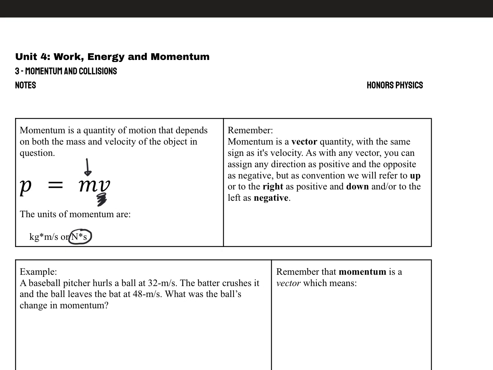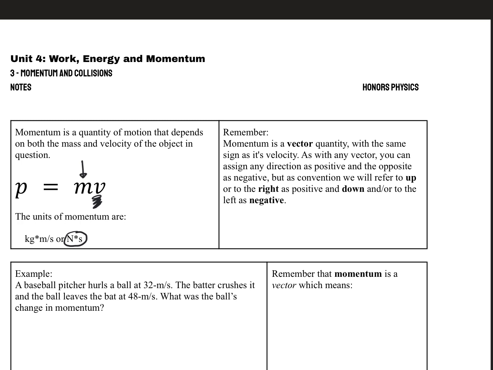So momentum is a vector quantity, so we can have that same kind of idea that it's positive to the right, left is negative, that kind of thing. So we're going to be able to add and subtract them. That's going to be important.